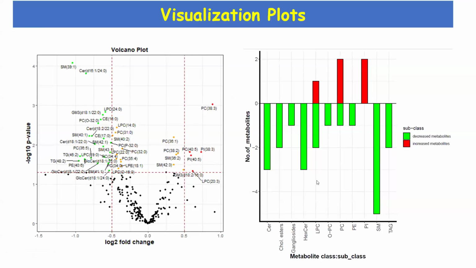We can also look at broad categories, such as based on subclasses, how many metabolites we have upregulated or downregulated in those. And here, for the same class, we provide the count of upregulated and downregulated metabolites separately.